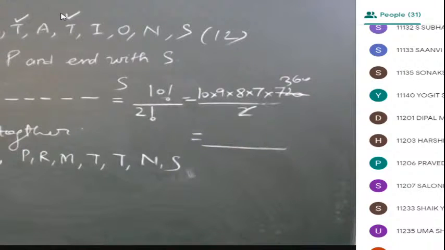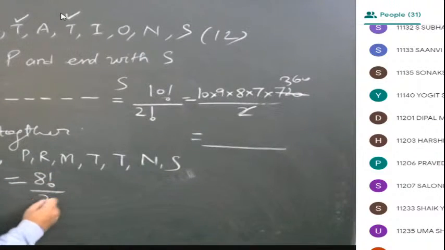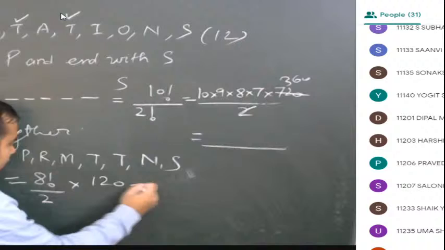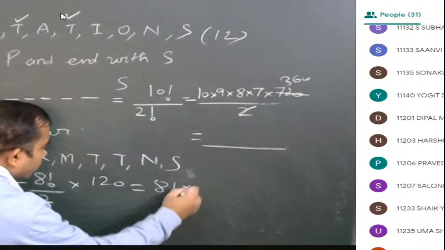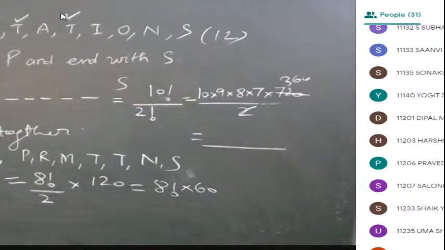In how many ways can these be arranged mutually? All vowels kept together: 5 factorial, because these are 5 letters. And because I have to do both works at a time, I have to multiply by 5 factorial, right. And this also can be calculated easily. 8 factorial upon 2 factorial means 2, into 5 factorial means 120, so 8 factorial into 60. Expand 8 factorial completely and get your answer.